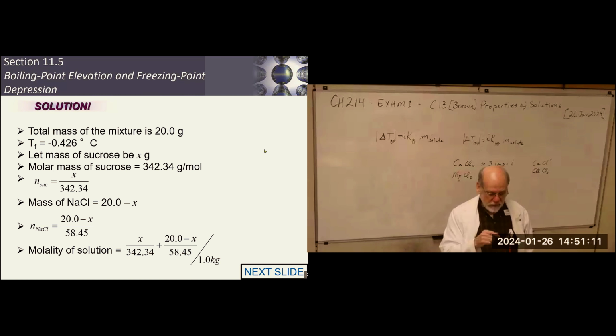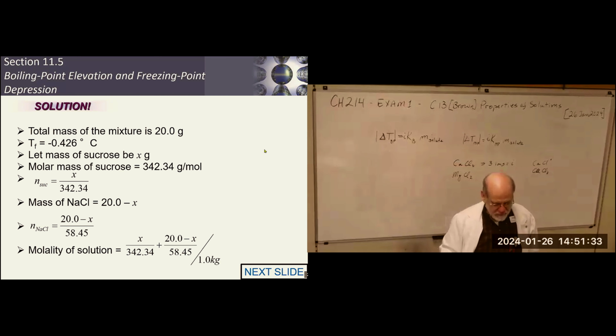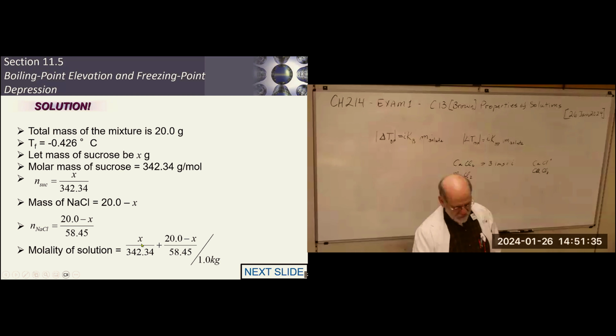If we want the number of moles of sucrose, then we divide X by 342.34 grams per mole. So that gives us the moles of sucrose. And the moles of sodium chloride is 20 minus X divided by its molar mass, 58.45 grams per mole. So the molality of the solution then is the moles of sucrose plus the moles of sodium chloride divided by 1 kilogram. That's the molality of the solution with X as our unknown. Okay, moles per kilogram.